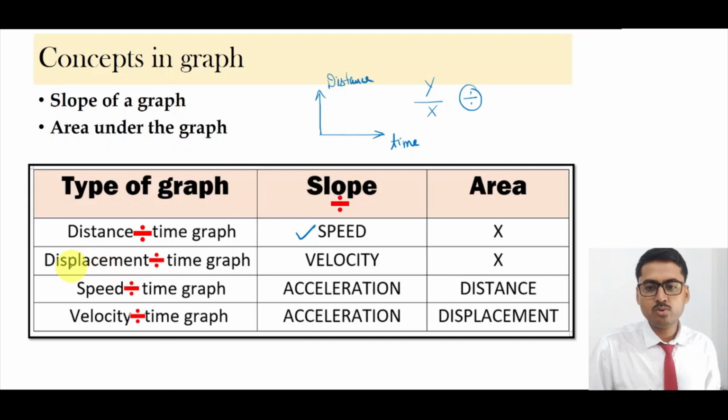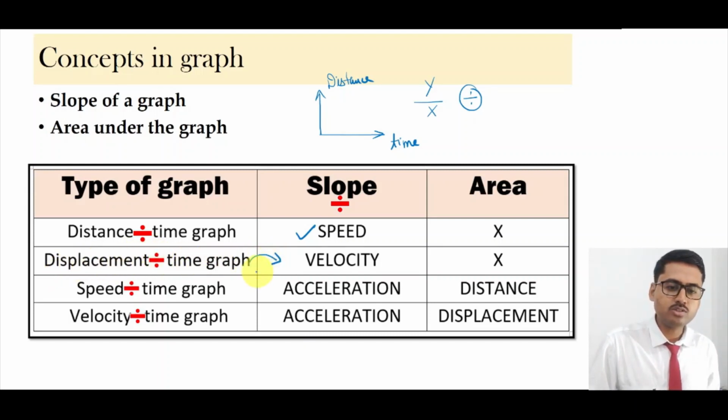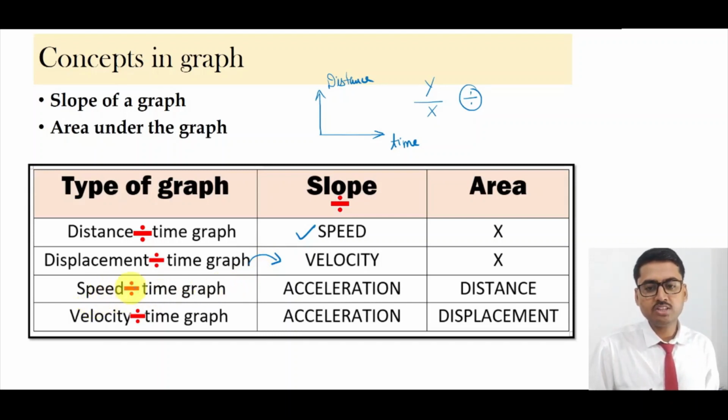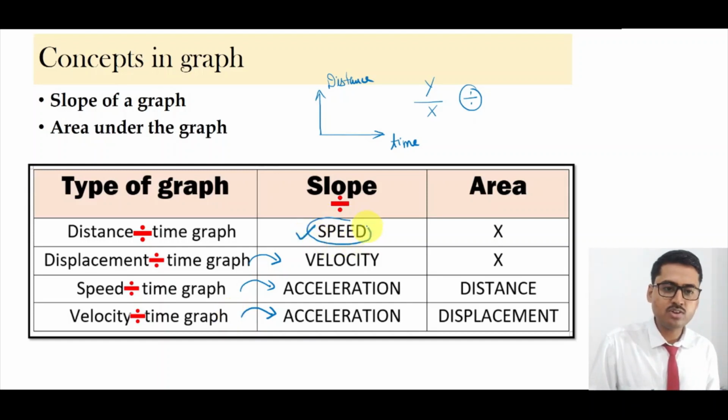Similarly, we know displacement divided by time is going to give us velocity. Similarly, speed divided by time is acceleration, and velocity divided by time is also acceleration. So if we want to find speed in a distance time graph, we just need to find the slope. Similarly, if you want to find velocity in a displacement time graph, you just need to find the slope. So I hope this is clear to all. It is very intuitive and easy to remember.